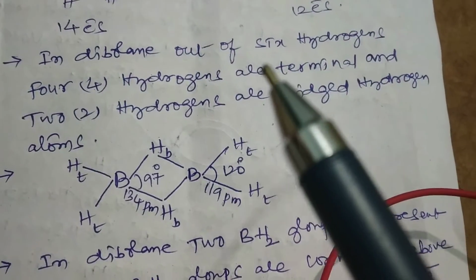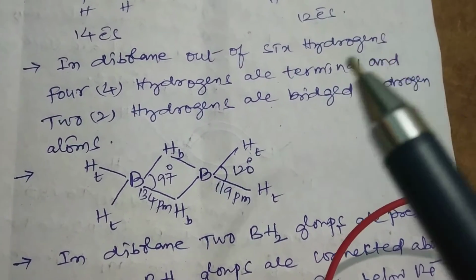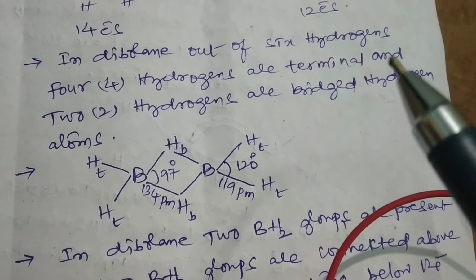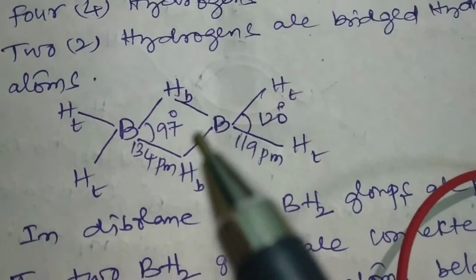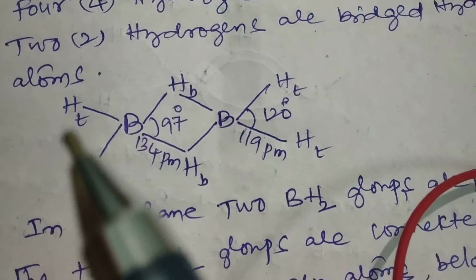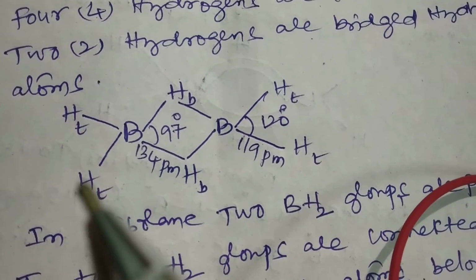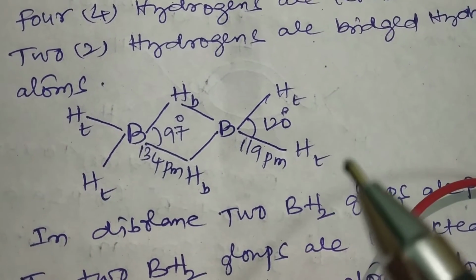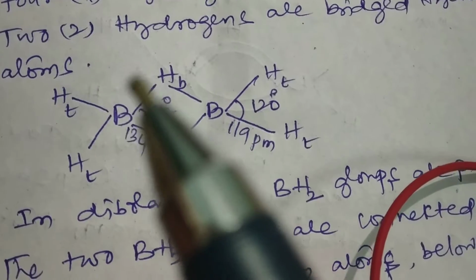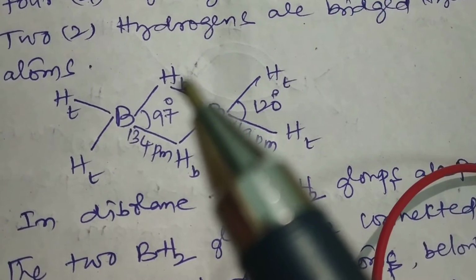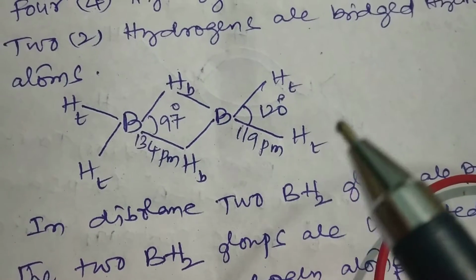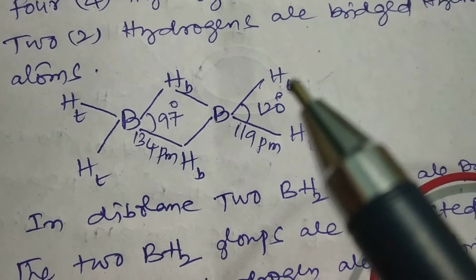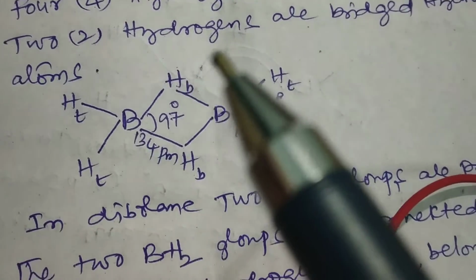In diborane, out of 6 hydrogen atoms, 4 hydrogen atoms are terminal and 2 hydrogen atoms are bridged hydrogen atoms. So this is the structure of diborane. 1, 2, 3, 4, these 4 are terminal, and the other 2 atoms are bridged hydrogen atoms. Out of the 6 hydrogen atoms, these 4 are terminal and 2 are bridged hydrogen atoms.